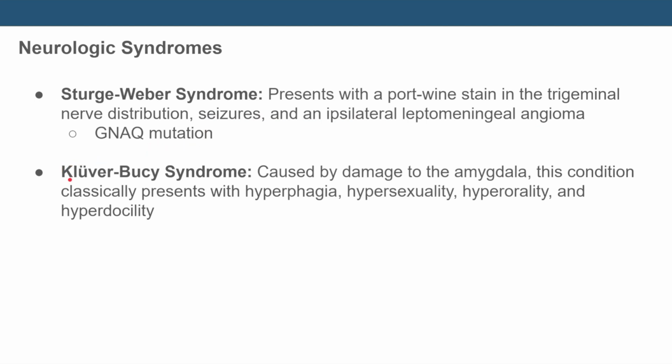Another syndrome we have is Klüver-Bucy syndrome, and this is caused by damage to the amygdala, and this is also primarily for the USMLE responsible for regulation of fear. And this condition classically presents with hyperphagia, hyperorality, hypersexuality, and hyperdocility. And this is associated with herpes infections, herpes simplex infections.